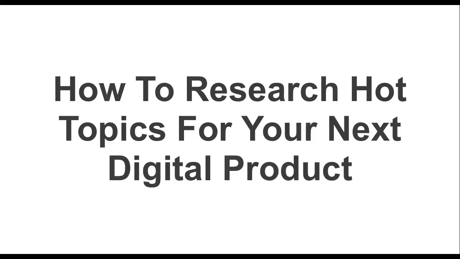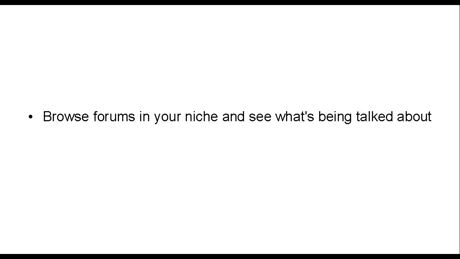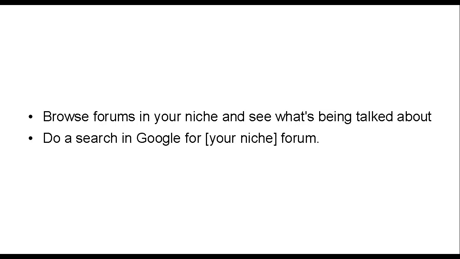In this video, I'm going to talk you through how you can research hot topics to create an information product around. The first way that you can do that is to browse forums in your niche and see what's being talked about. Simply do a search in Google for your niche and forum, and then take a look at the forums and see what questions keep coming up, see what people are asking, see what answers are being given.